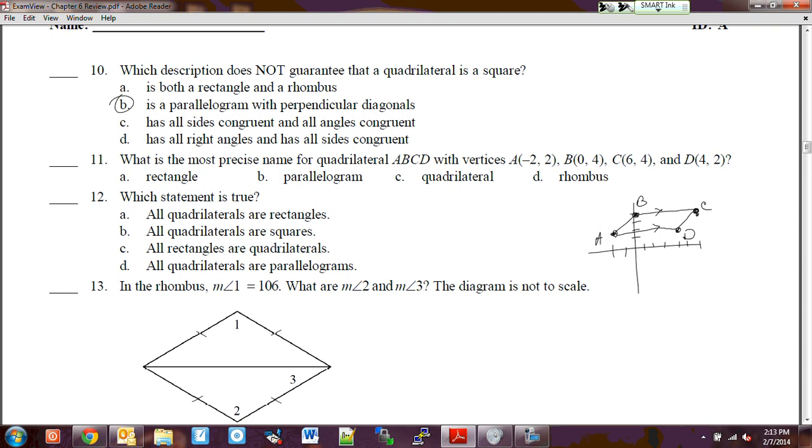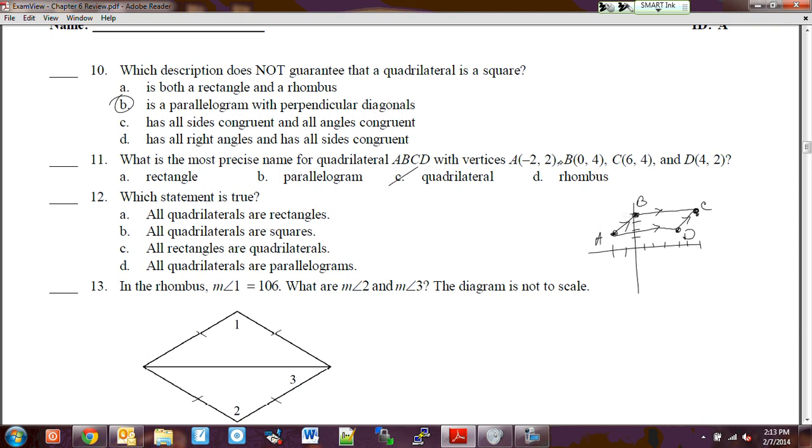Now, to get from A to B, we went up 2 and over 2. So AB has a slope of 1. Now, to get from D to C, we also went up 2 and over 2. So it also has a slope of 1. So we also know that these two lines are parallel. Okay? So now we know that opposite sides are parallel. So that narrows it down to a parallelogram. And since A and D are also parallelograms, that rules out C as an answer.